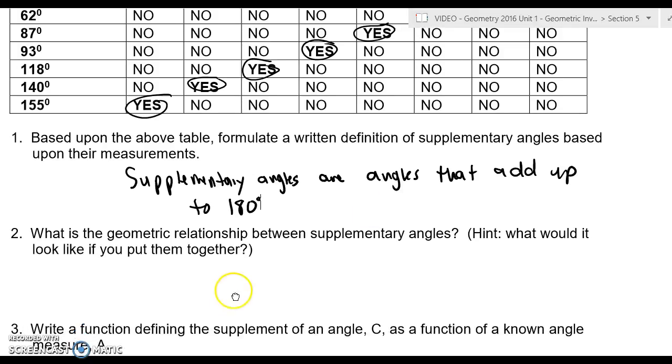All right, again, algebraic definition of supplementary angles. Geometrically, if we have 180 degrees, we know that that's going to form a straight line. So if we had, let's say, an angle here, let's go 130, and we'll call that 50, or any relationship where they add up to 180 degrees, they form that straight line. So what's the geometric relationship? They form a straight line.